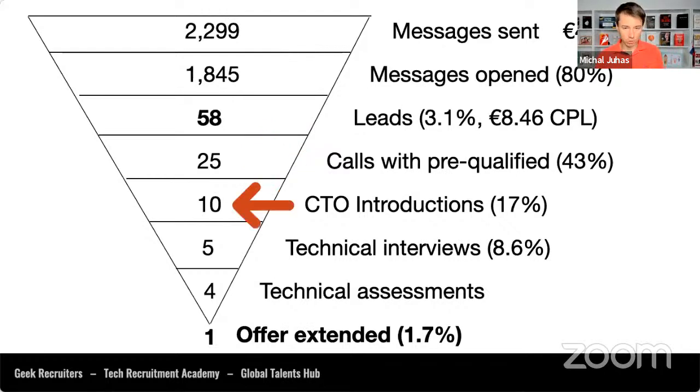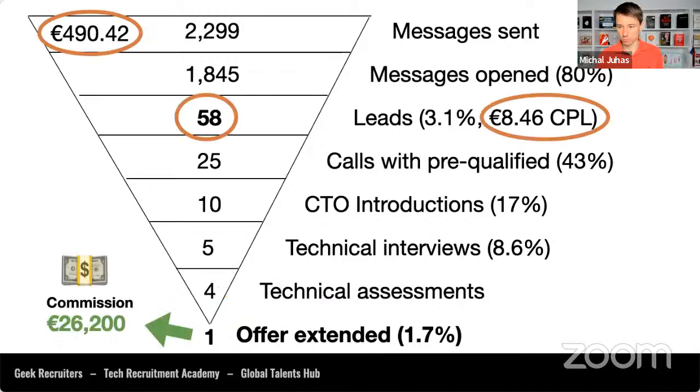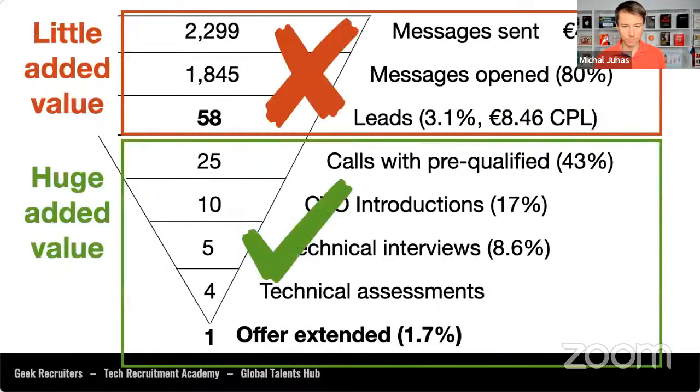10 people were good, and I introduced them to the CTO. 5 of them passed the technical interviews. 4 of them passed the technical assessment, and 1 of them got the offer extended, which eventually led to about 26,000 euros in commission, which was really sweet, right? Like 490 euros in, 26,200 out. That was a sweet ROI.